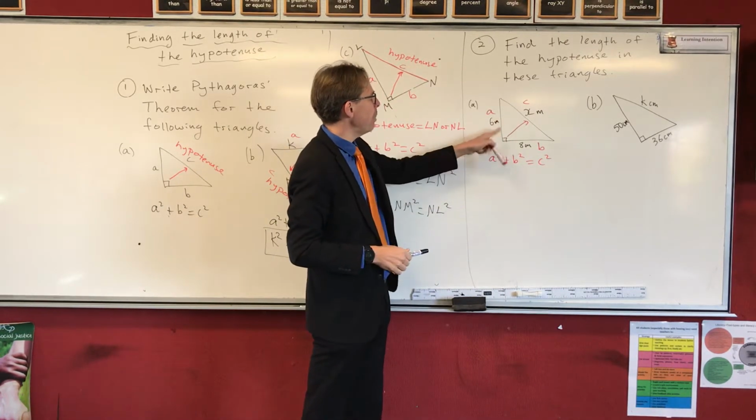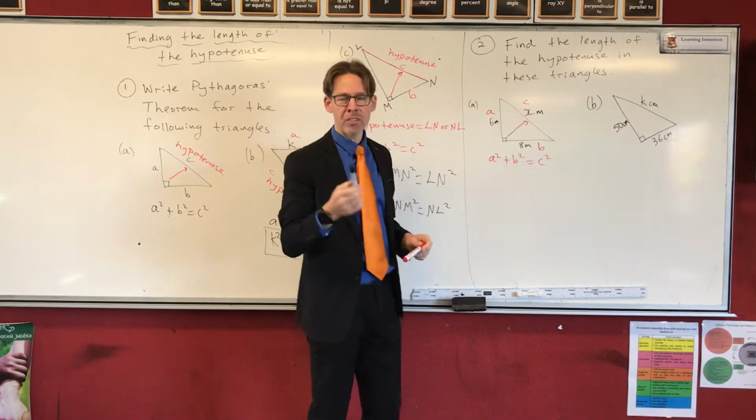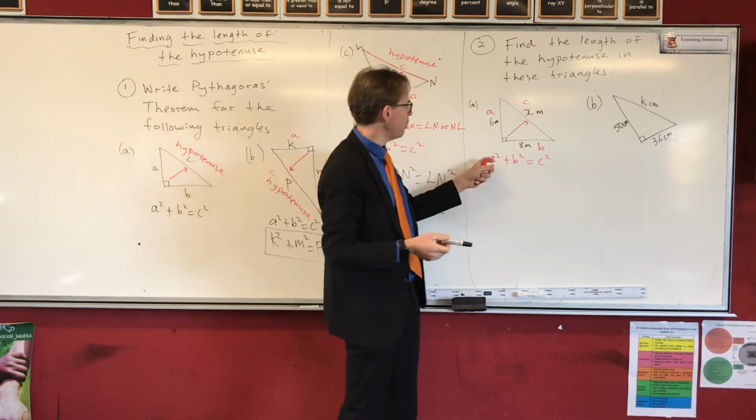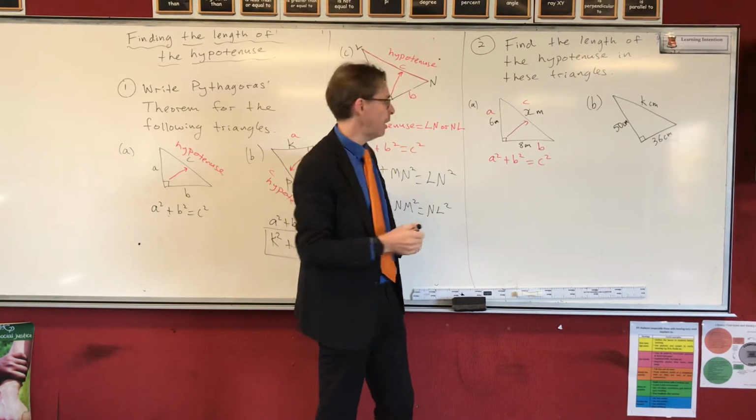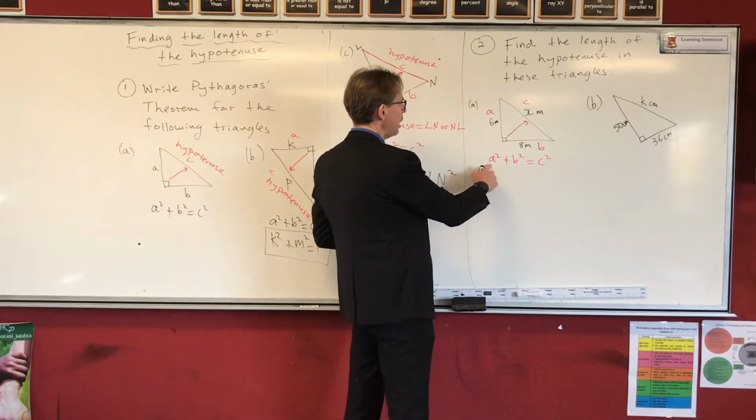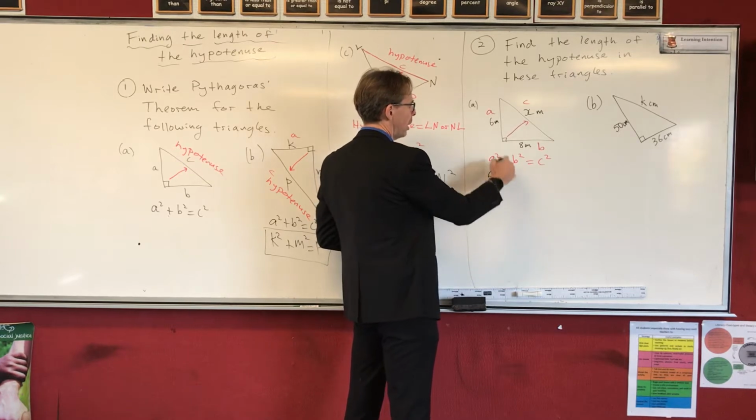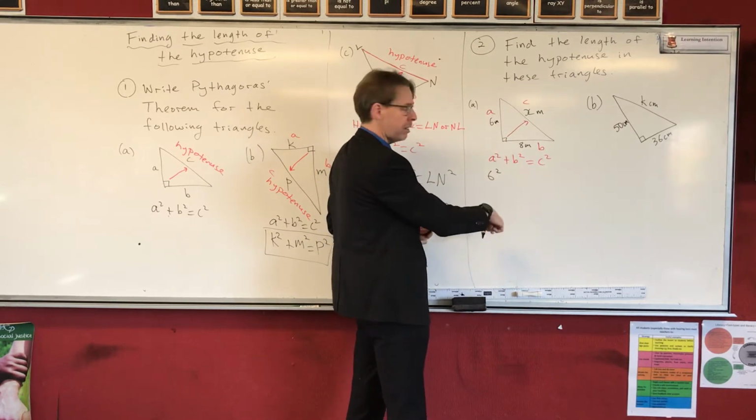Now, the M in this diagram stands for meters. We're actually going to write down A, B and C without the units. We're not going to put the meters in there. So here for A, I'm going to put 6 squared. I'm not going to put the meters, I'll do that at the end.